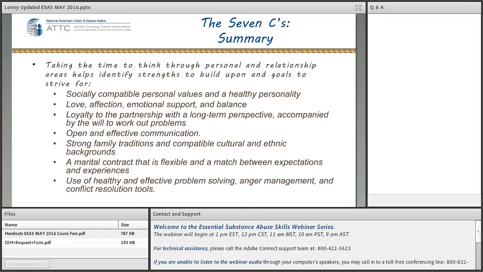So here's the summary of the 7 C's. Taking time to think through personal relationship areas helps identify strengths to build upon and goals to strive for. Socially compatible personal values and healthy personality. Love, affection, emotional support, and balance. Loyalty to partnerships with a long-term perspective accompanied by the will to work out problems. Strong family traditions and compatible cultural and ethnic backgrounds. A marital contract that is flexible and a match between expectations and experiences. The use of healthy, effective problem-solving, anger management, and conflict resolution tools.